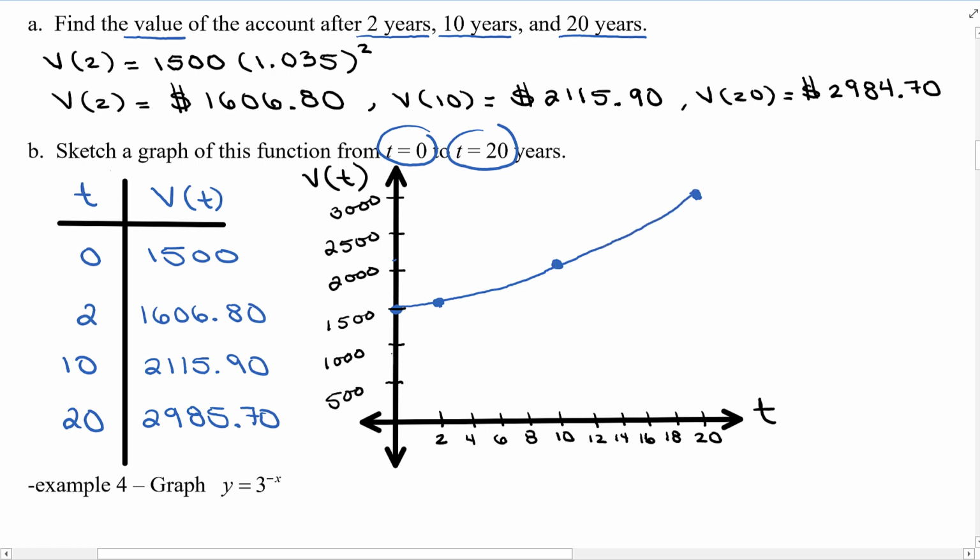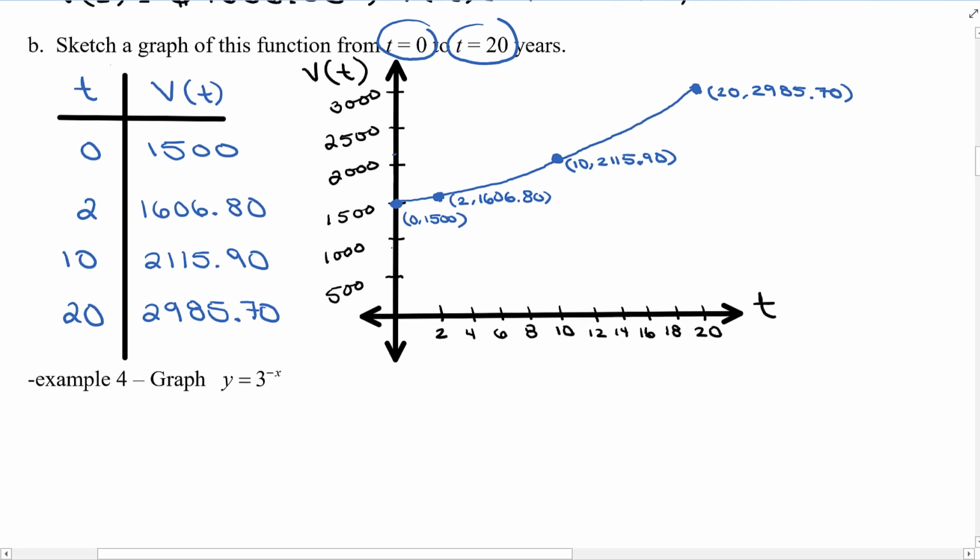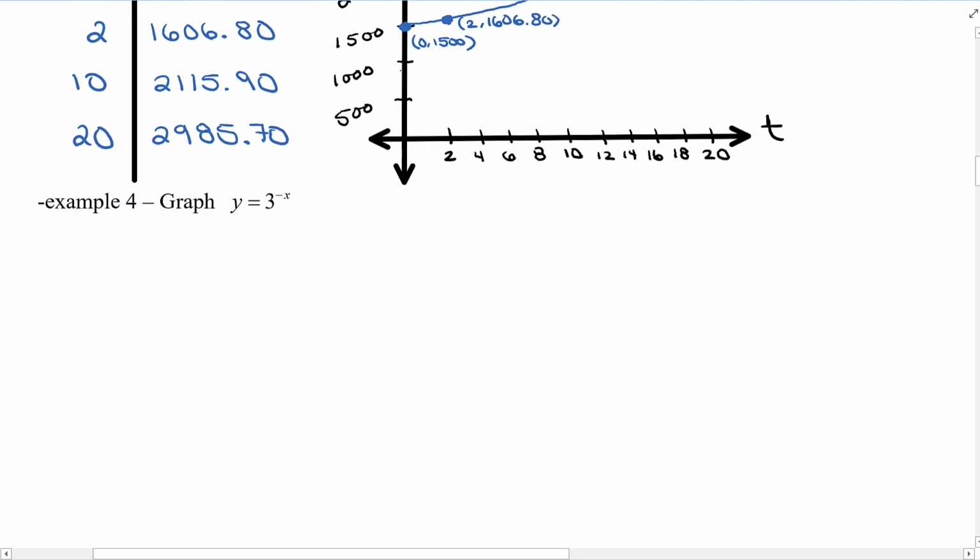Now, because it only said sketch a graph of this function from t equal to 0 to t equal to 20 years, I am being very careful not to extend my function past those values of t. So there are no arrows on the ends of this function. It has a start point on the left and an end point on the right, so it does have a place where it stops. I have labeled each one of those points with its corresponding ordered pair. So we are done with that. We have sketched our graph. We can see that this function is increasing from t equal to 0 to t equal to 20 years. So definitely the value will increase within those 20 years.